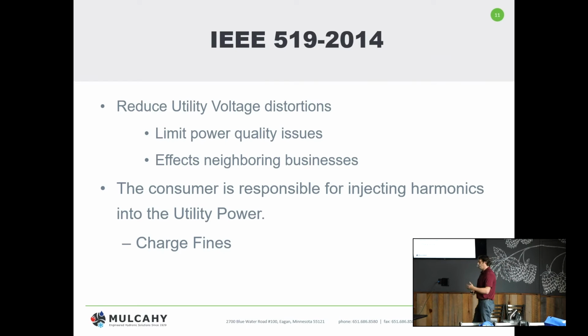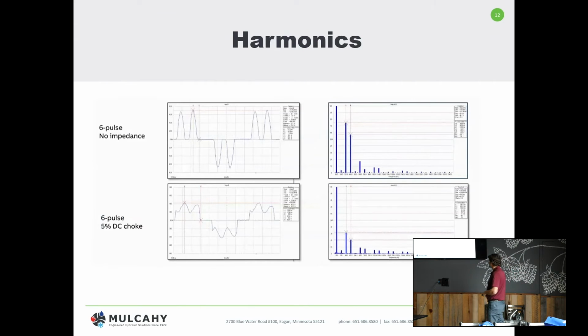By reducing the whole building harmonic distortion or current distortions, in turn, we are affecting the utility voltages and reducing their issues and limiting their power quality issues, which can affect the neighbors again. And that's kind of what this whole thing comes down to, is how much are you affecting the utility and the consumer next to you? If not, you could be facing higher utility bills and fines.